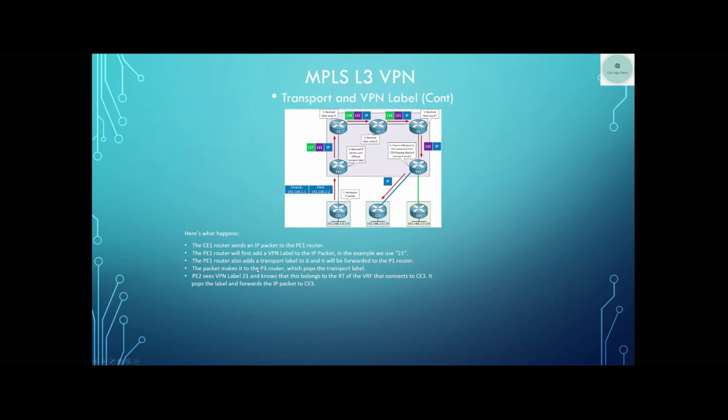The packet makes it to the P3 router, which pops the transport label. PE2 sees VPN label 21 and knows that this belongs to the route target of the VRF that connects to CE3. It pops the label and forwards the IP packet to CE3. Okay, that's how that works, and that's the end of the slideshow. Now we're going to get on with the configuration work.